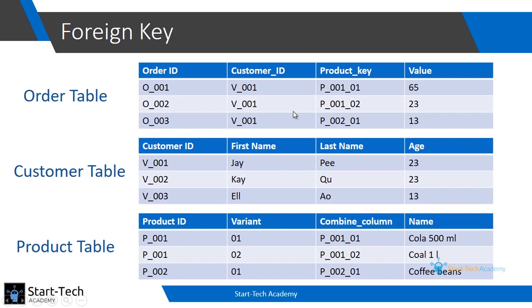We can use these keys to import additional information from our customer table and product table by directly matching the customer ID of the order table with the customer ID of the customer table, and the product key of our order table with the combined column key of our product table. So hence, customer ID and product key are the foreign keys of our order table. In short, we can say that the primary keys of other tables are the foreign keys of the given table. This is not necessarily true in all cases, but it's generally true in most cases.